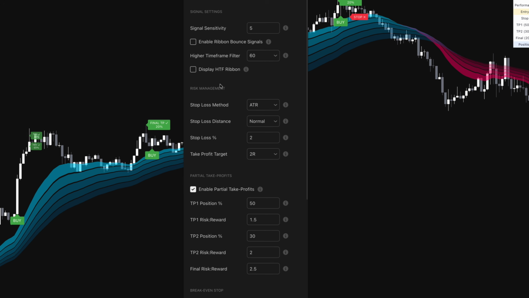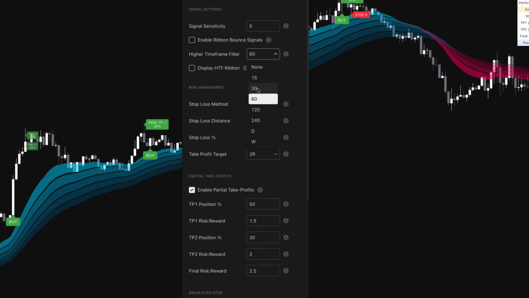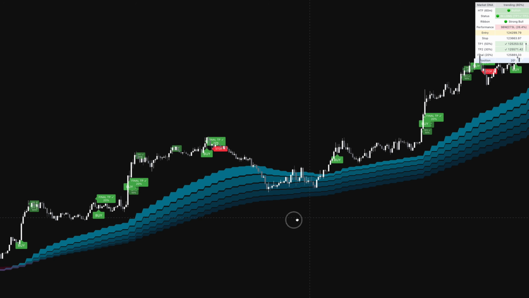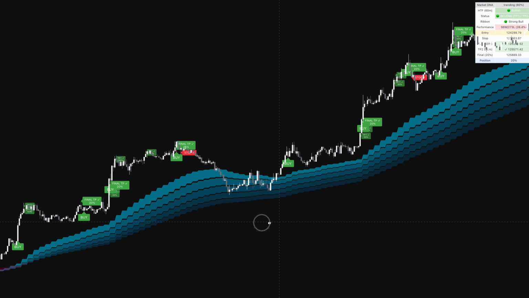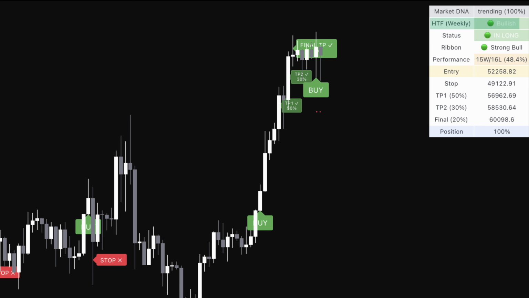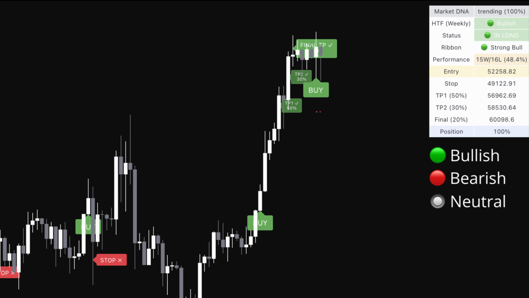Options include 15, 30, 60-minute, 2-hour, 4-hour, daily, and weekly. Or set it to none to disable the filter entirely. There's also a toggle to display the higher time frame ribbon directly on your chart, useful for seeing that bigger picture context visually without switching time frames. The stats table shows HTF status, green circle for bullish alignment, red for bearish, gray for neutral. At a glance, you know whether longs or shorts are currently permitted.